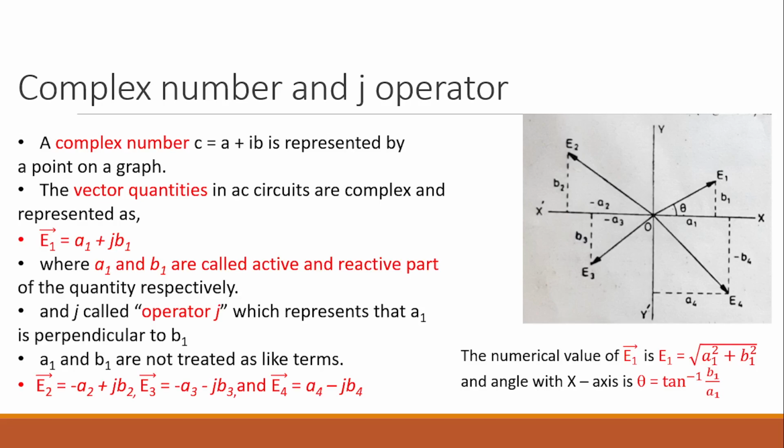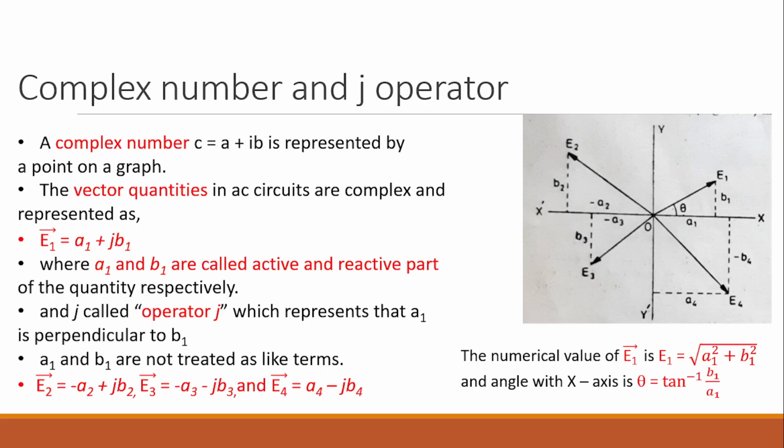It is the way in which we write the modulus of a complex number, that is, the square root of a square plus b square. So magnitude or numerical value here is again the same as the modulus of a complex number. And what is the angle made by the vector with the x-axis? That is theta here, as shown in this figure, and that is equal to tan inverse of b1 upon a1, that is tan inverse of reactive part upon active part.